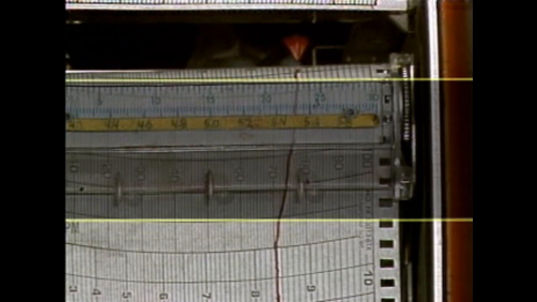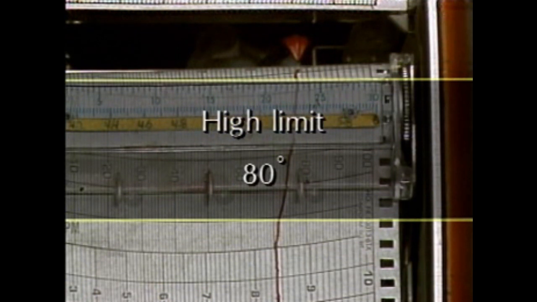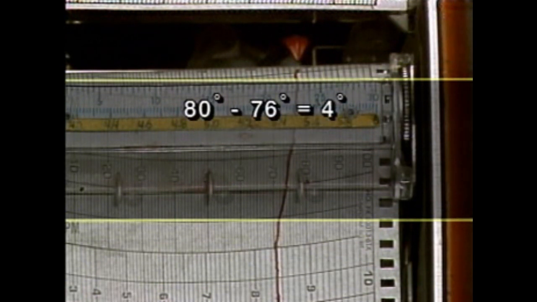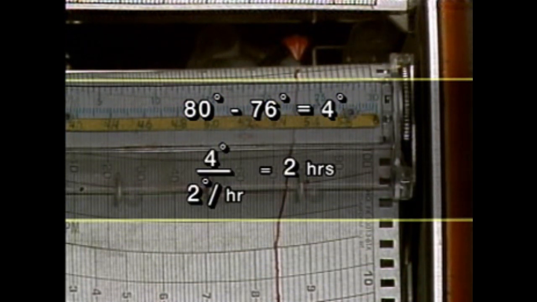For this system, a temperature of 80 is the high limit for the cooling water. From the current 76 degrees to the limit of 80 is 4 degrees, and 4 degrees divided by 2 degrees for each hour is 2. If the temperature continues to increase at the current rate, the limit will be reached in 2 hours.